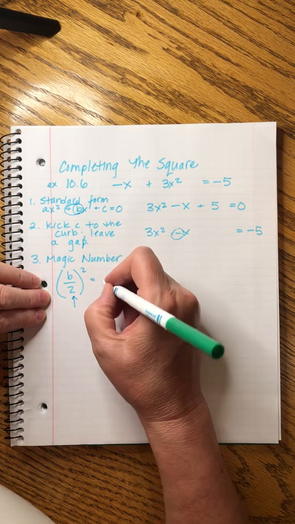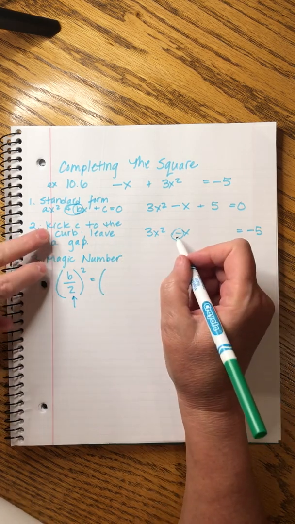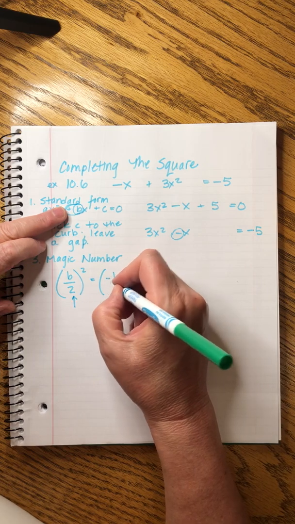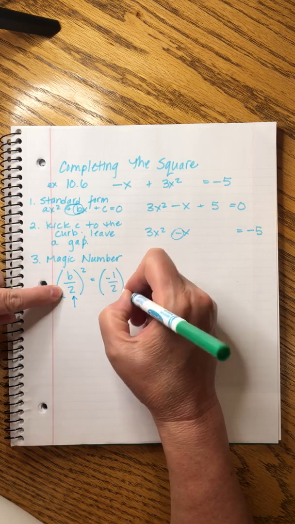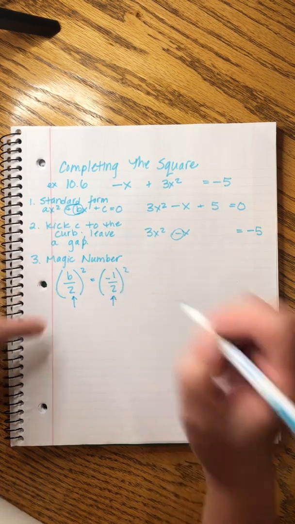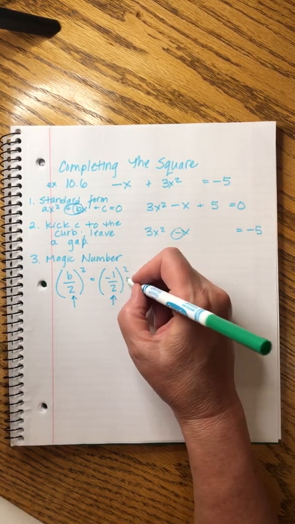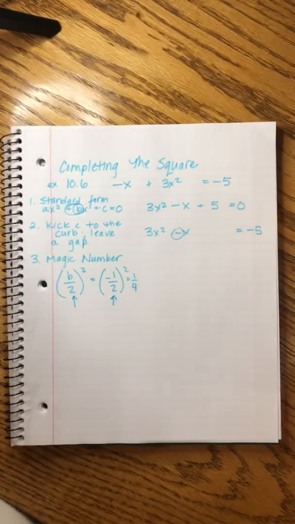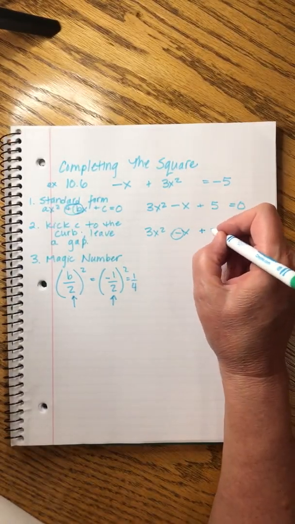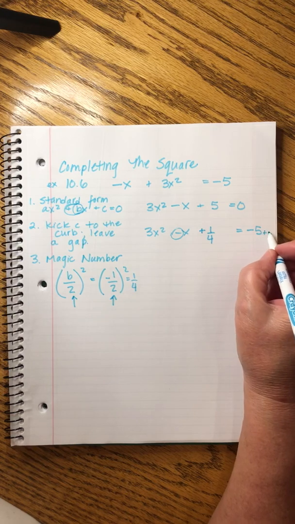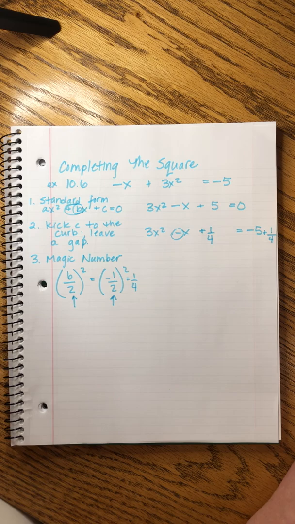Now we can put ours in. Our value for b is -1. So it's (-1 over 2) squared. Again, I do this. (-1 over 2) squared equals 1/4, right? So I'm going to add 1/4 here. I add my magic number. And algebra being what it is, we have to add over here as well, right?